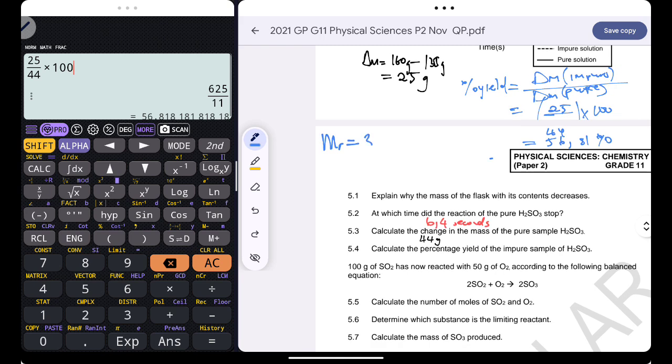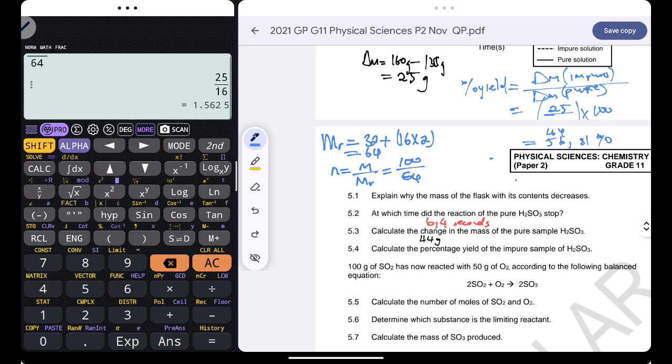Sulfur dioxide, sulfur is 32, right? And oxygen is 16, but we have two oxygens there. So our relative molar mass is 32 plus 16 times 2, which is 32. We get 64, right? So the number of moles is simply mass over the molar mass. The mass is 100 grams, molar mass is 64. So 100 divided by 64 grams per mole.